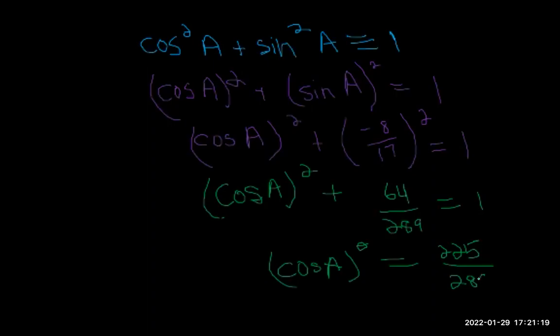Okay. So I want cosine A by itself, right? What would I do to get cosine A by itself? Take the square root of both sides. Square root of both sides. Good job. I don't know who's answering me, but woohoo! Yes, good for you.